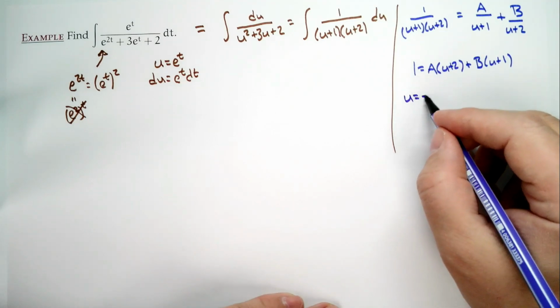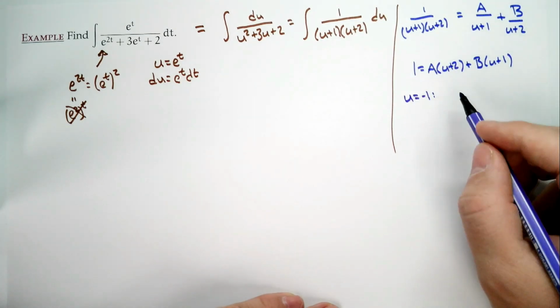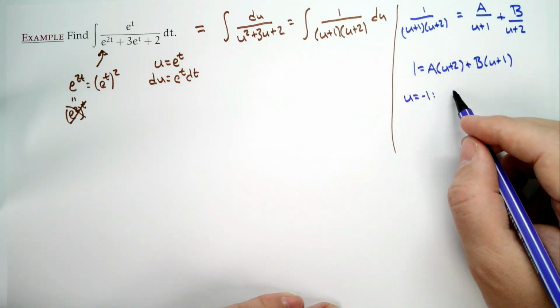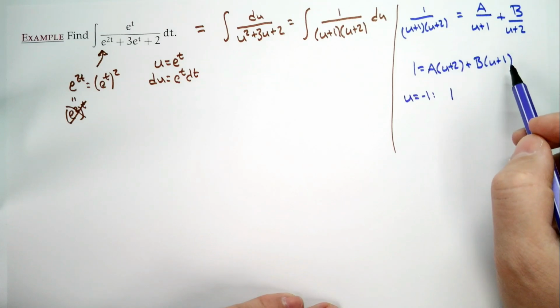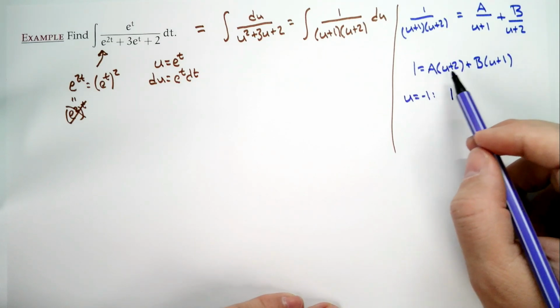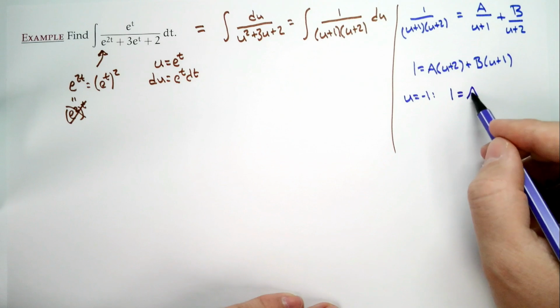If we choose u equals negative 1, what will happen? Well, on the left-hand side, we'll end up with positive 1. On the right-hand side, the second term goes away, and the first term will become a times 1. So we get that a equals 1.